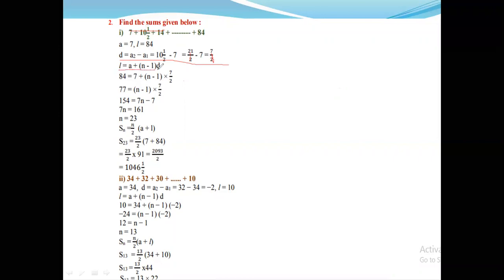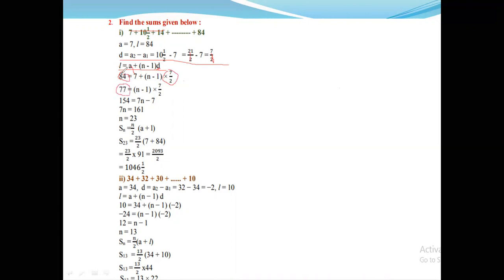Then one more formula is there. If they have given the last term, we can find out the number of terms n. How many terms are there? By using this formula, l means 84, the last given number in the arithmetic progression. a means the first number, and n minus 1, n value we don't know. The difference they have given as 7 by 2. By using this, we will solve this one.